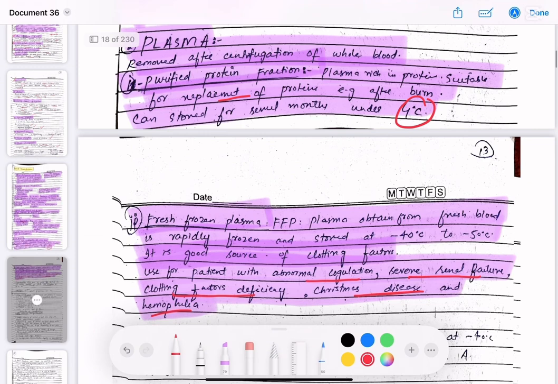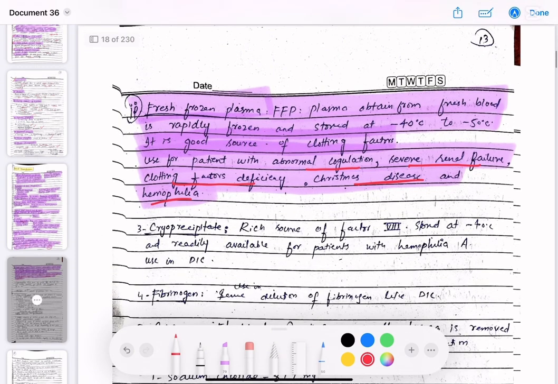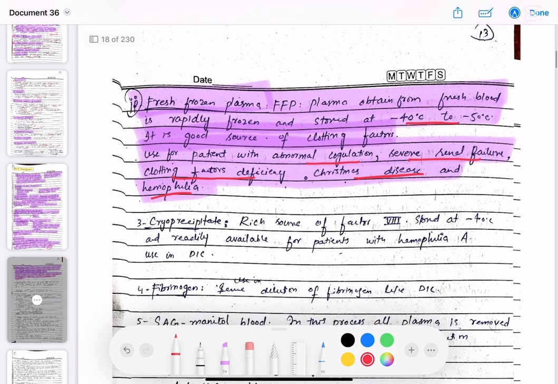Fresh frozen plasma is obtained from fresh blood, which is rapidly frozen and stored at -40 to -50 degrees C, and it is a good source of clotting factors. It is used for patients with abnormal coagulation, severe renal failure, clotting factor deficiencies, Christmas disease and hemophilia.